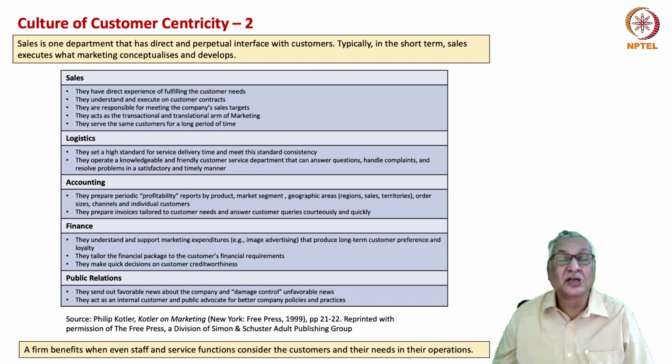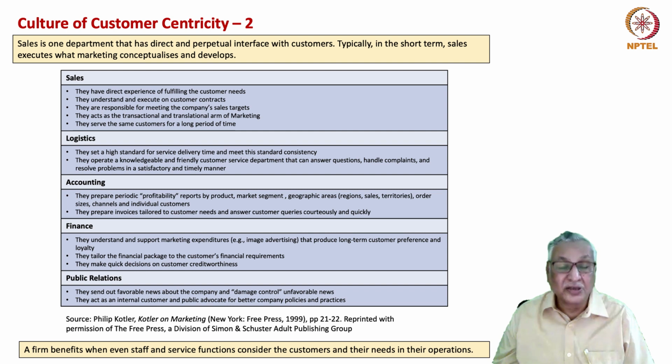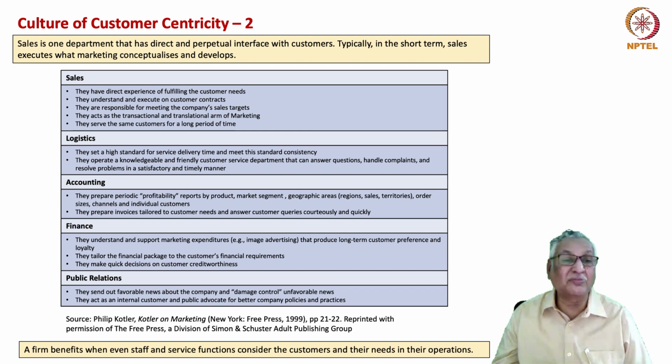Similarly, for sales, it has the direct and perpetual interface with customers, and in the short term, they must have customer centricity driving every operation. At the sales point, they have direct experience of fulfilling the customer needs. They will see the customer response to the actual purchase process, and they should not see it as 1 rupee into the company. Rather, they should see it as one more opportunity to serve the customer. Therefore, the customer feedback on the selling transaction is extremely important.